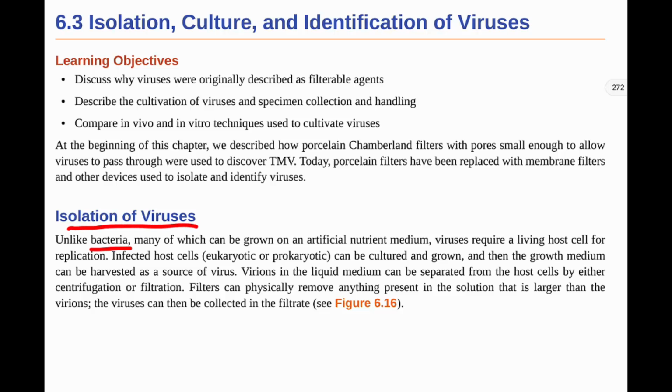So unlike bacteria, many of which can be grown on artificial nutrient medium, just like we can with everyday organisms grown on petri dishes in agar plates, viruses are not able to do that. So remember, viruses have to be within some type of cell. If it's a bacteriophage, it needs to be within a bacteria cell. If it is a human-based virus, then it needs to be within a human cell, and on and on. So they require a living host cell. Remember, they're an obligate intracellular organism. So we are unable to just swipe them onto an agar plate and then grow them.